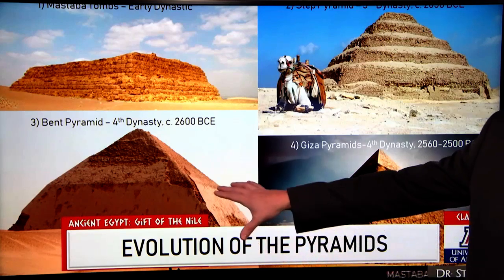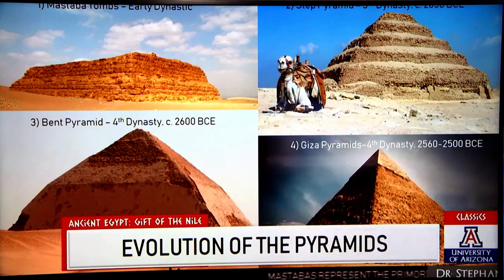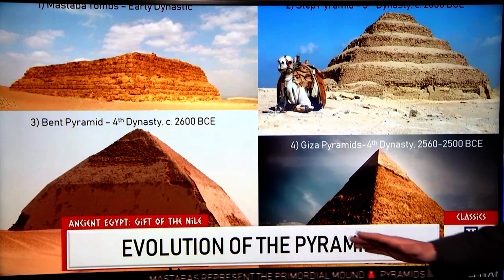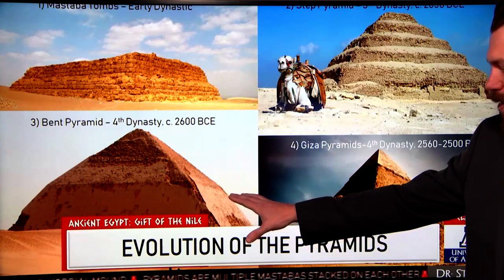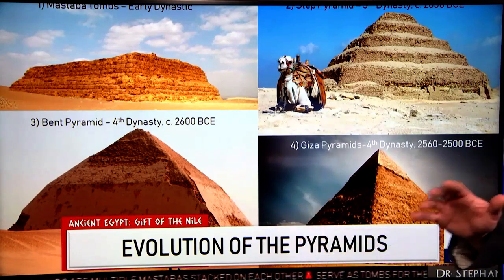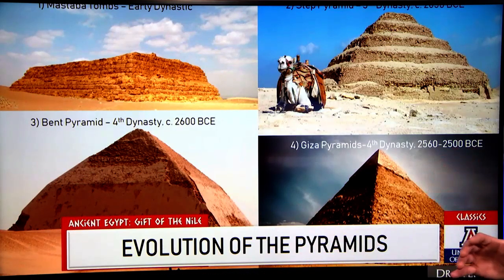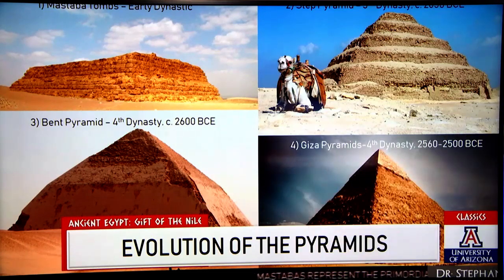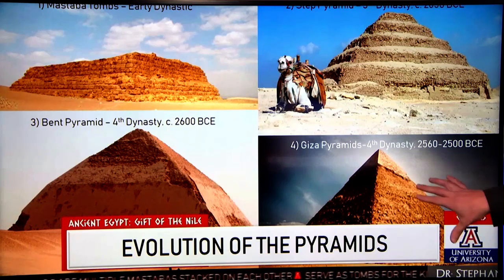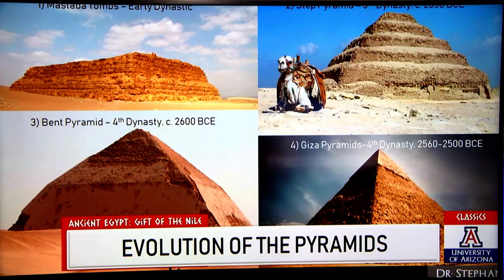But early on, the architects didn't quite get it right. They start building the pyramid at one angle, and about halfway through they realize this isn't going to work. The pyramid will collapse if they continue at that angle, so they have to shift it. This is what we call the Bent Pyramid. And finally, about 50 years later, they perfect the pyramids with the Great Pyramid at Giza and the other surrounding pyramids at that site.